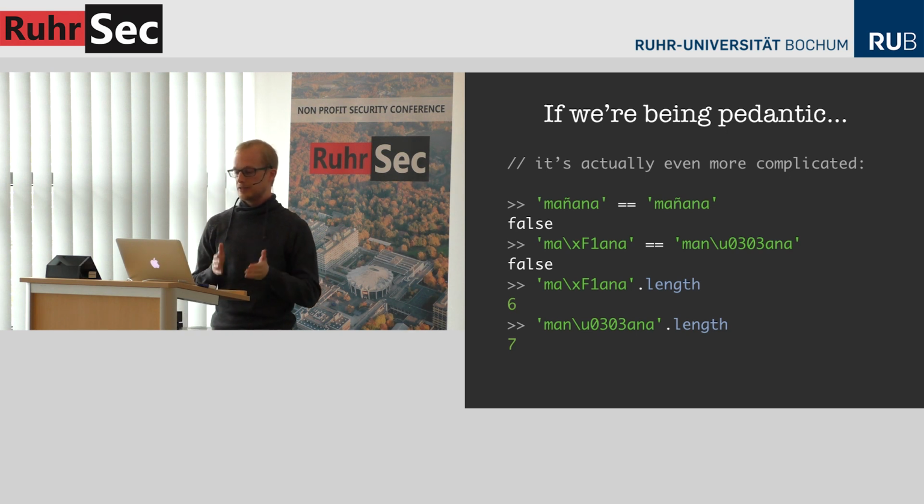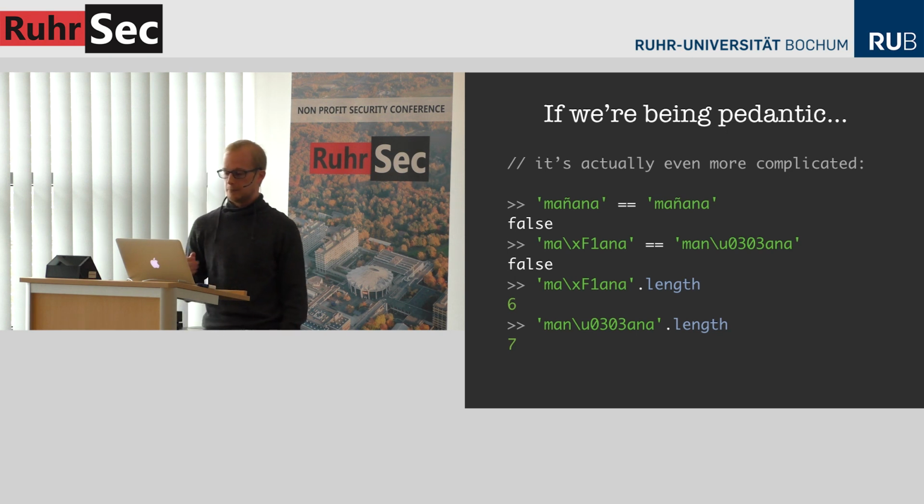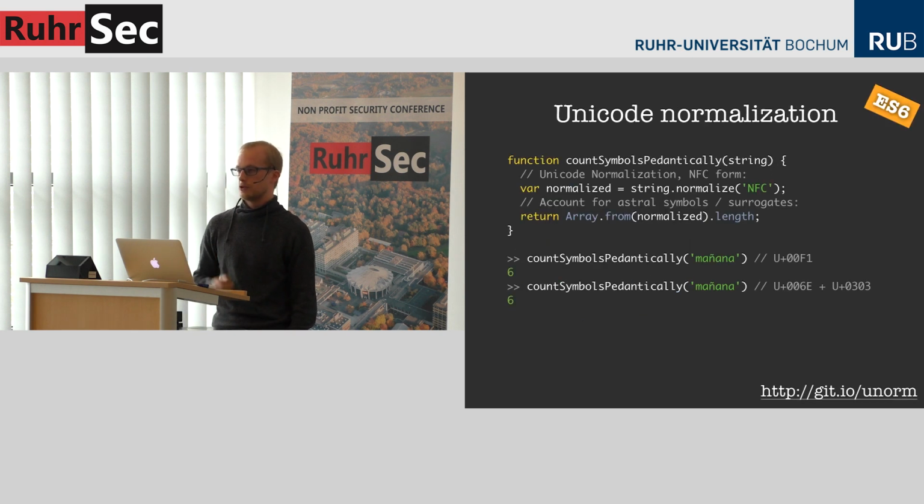And if we are counting the number of symbols in a string, we don't really care about the underlying encoding or code points that are being used. We just expect a result of 6 for both these strings. So how can we make that happen? Well, the answer is to use Unicode normalization. And this is another new feature in ECMAScript 6.